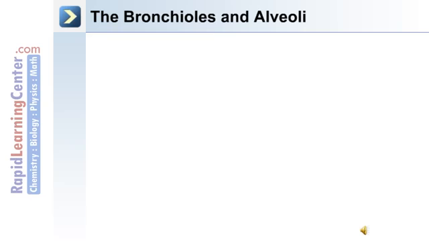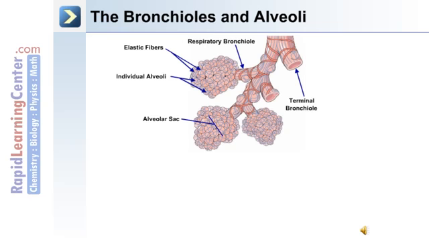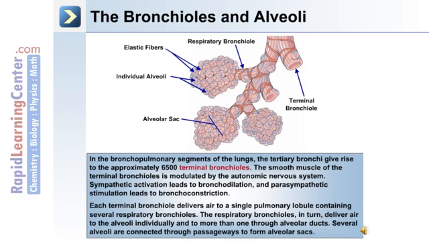The bronchioles and the alveoli. This image depicts the respiratory bronchioles and the individual alveoli themselves covered in elastic fibers. A group of alveoli form an alveolar sac. In the bronchopulmonary segments of the lungs, the tertiary bronchi give rise to approximately 6,500 terminal bronchioles.